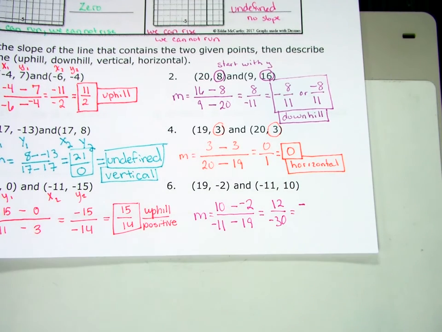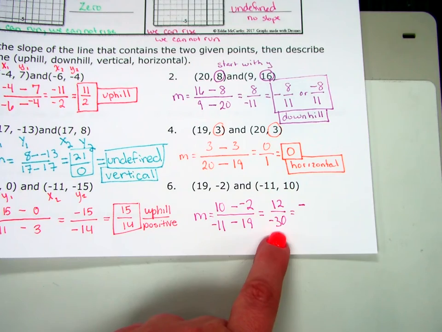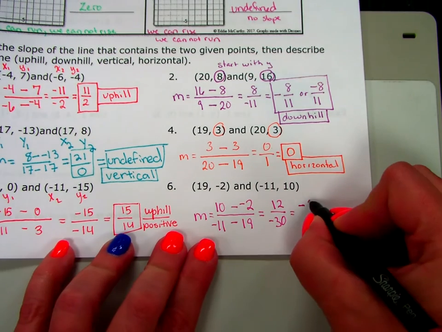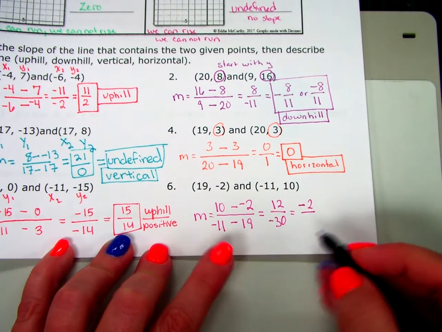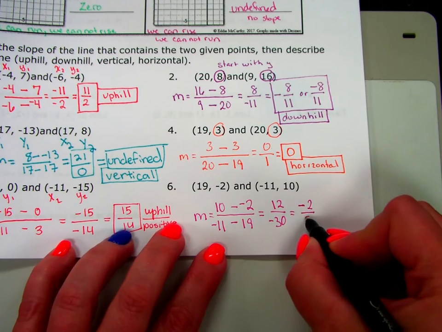Can I reduce 12 over 30? Yeah. What does it reduce to? 2/5. 6 goes into both of them. 6 goes into 12 2 times, and then 6 goes into 30 5 times.